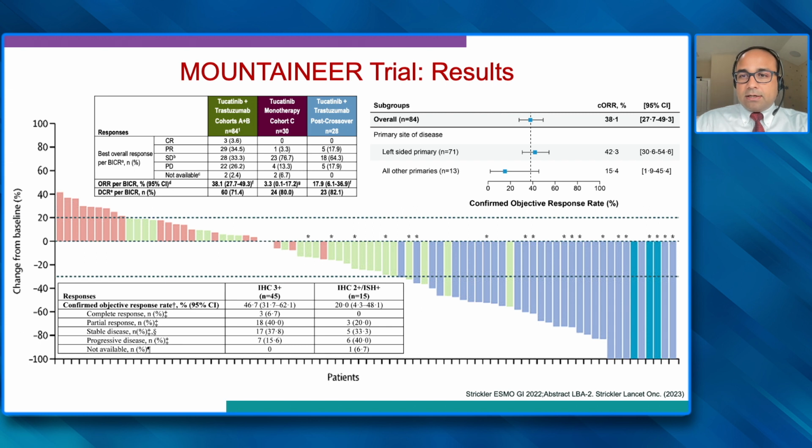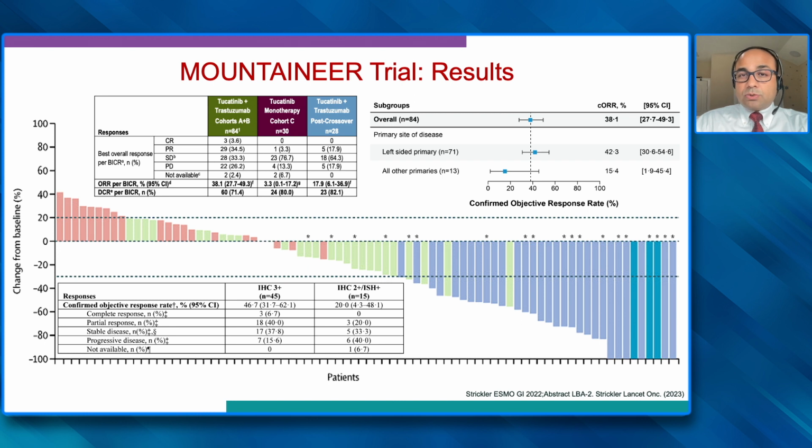So these are the results of this study. As you can see, again, tremendous responses were seen in nearly 38% of all patients in the trastuzumab tucatinib arm. Compare that response to 3.3% response seen with single agent tucatinib. So single agent anti-HER2 inhibition should not be undertaken in patients with metastatic colorectal cancer. Patients that crossed over from the tucatinib monotherapy arm also derived benefit when you added trastuzumab.